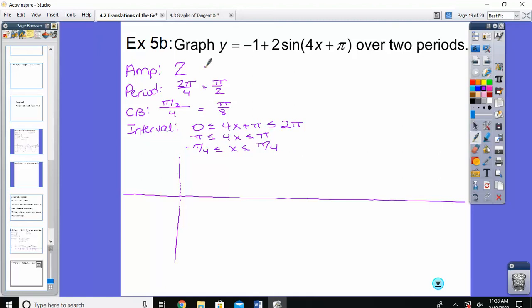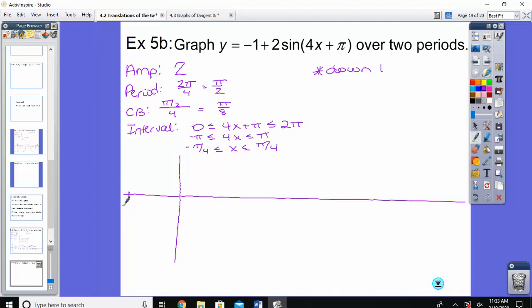You should get an amplitude of 2, period pi over 2, count by pi over 8. Your interval should start at negative pi over 4 and end at positive pi over 4. And our graph is going down 1. Do you disagree with that information?